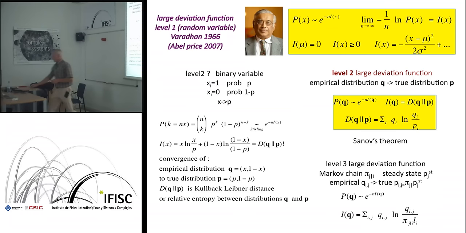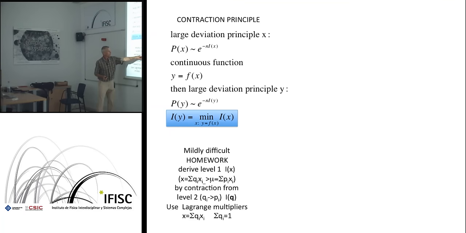And then I ask to derive a level one large deviation function. See, this is not the, so Q converges to P, but now I'm only looking at how the average, which is Qi Xi, converges to the true average, which is Pi Xi. You see, it's a contraction. So the way you have to do it, you have to use this principle with use of Lagrange multipliers, because these guys here, Qi, are normalized to 1, and x is given by this expression. If you want to really test for delta, you can.